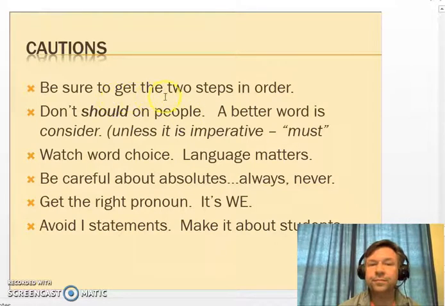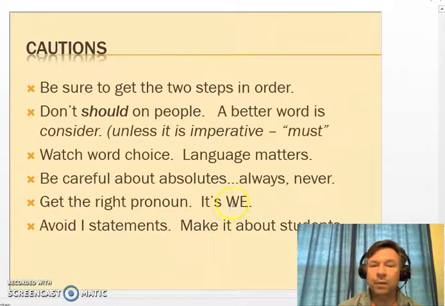Cautions. You want to make sure that you follow the steps in order and you have a clear outline process. The word "should" can be rather difficult for teachers, so a better word is "consider," unless it is something that they must do, which would be imperative, such as including an objective. You probably wouldn't say you should consider doing it or consider having it. You would say you must have it. But be careful with word choice, as the language really does have an influence on the tone. Avoid things that are absolute, such as always and never.